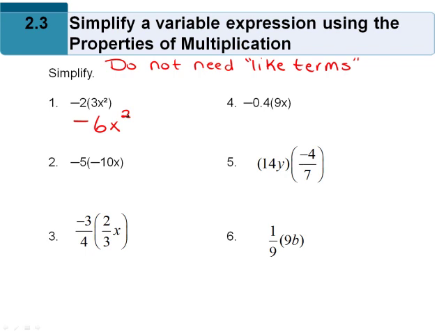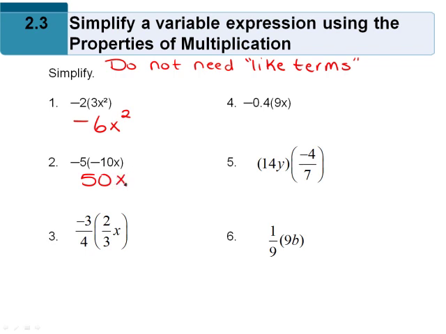Usually most people do much better at the multiplication part of this because you don't have to worry about adding or subtracting or like terms. You just multiply the numbers. Look at number 2. Negative 5 times negative 10x. Negative 5 times negative 10 is going to be a positive 50x.